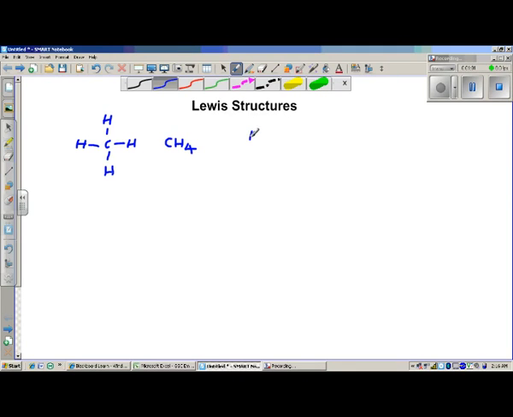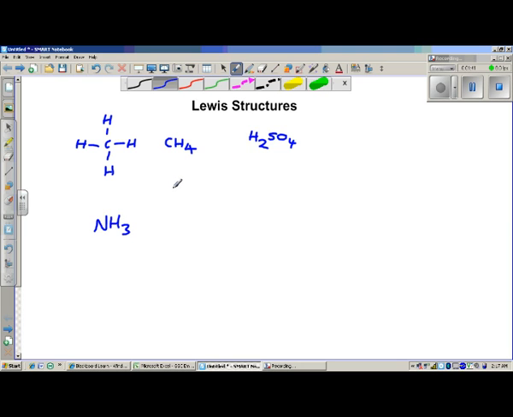But when we get to something rather more complicated like sulfuric acid, we're going to need some rules to actually help us guide our structure drawing. And so that's what we're going to go through. So let's start off with a molecule such as, let's do ammonia, all right? Ammonia, NH3. Okay, so here are the rules.